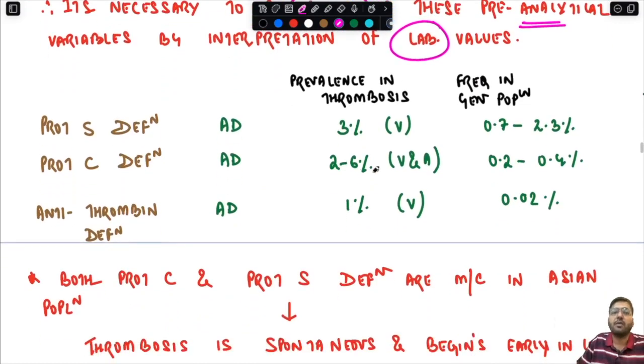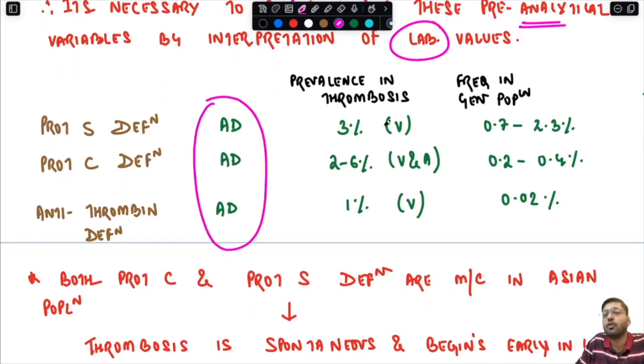Okay, so if you compare all these three disorders, all three are autosomal dominant in nature. If you look at the prevalence in thrombosis, for protein S it is 3%, leading to increased risk of venous thrombosis, 2 to 6% for protein C deficiency, leading to venous as well as arterial thrombosis, and for antithrombin deficiency it is 1%, leading to venous thrombosis. If you look at the frequency in the general population, it is 0.7 to 2.3% for protein S deficiency, 0.2 to 0.4% for protein C deficiency, and 0.02% for antithrombin deficiency.